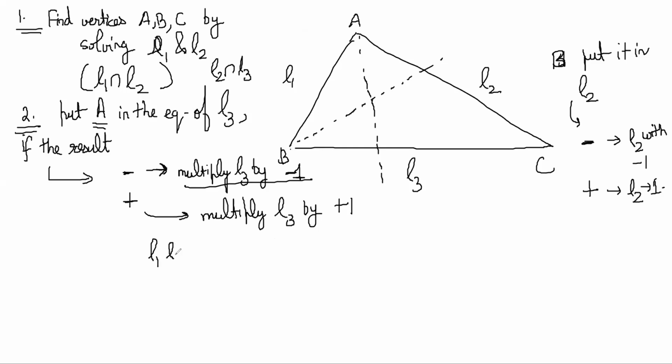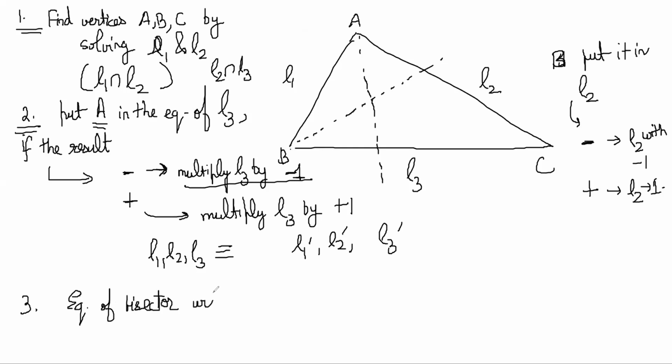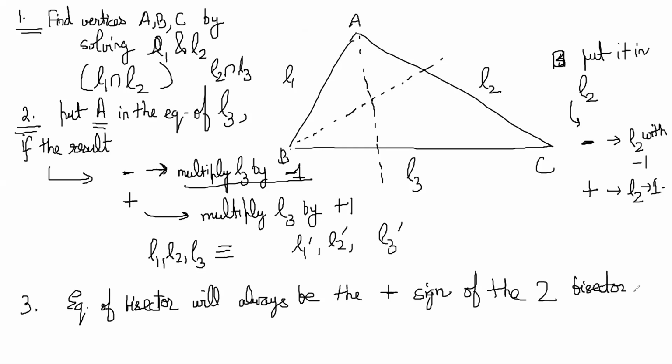So now your line equations L1, L2, L3 will become L1 dash, L2 dash, L3 dash. It might be the same equation or it might be the negative of that. Then the third step: once you have done all this, the equation of the bisector will always be the one with the positive sign of the two bisector equations. But here you will use L1 dash, L2 dash, and L3 dash instead of the original L1, L2, L3.